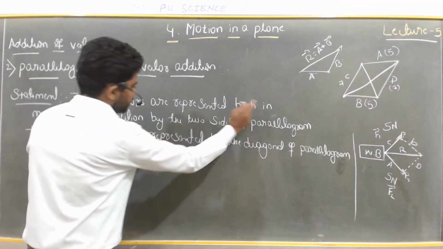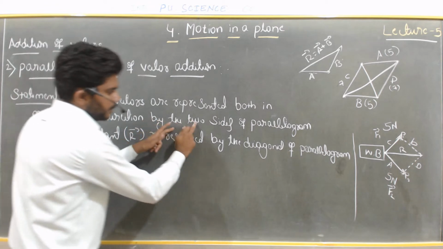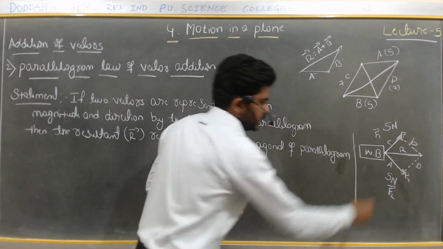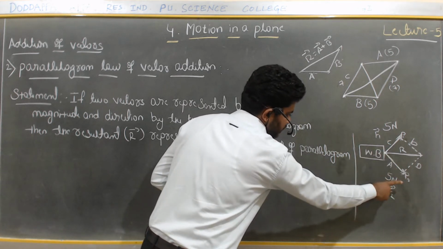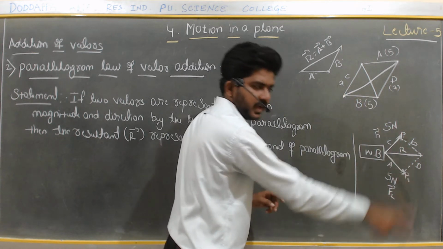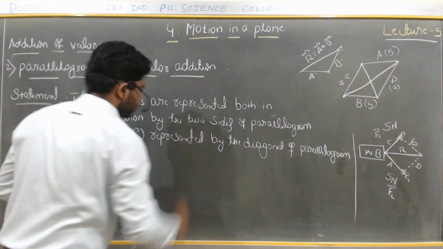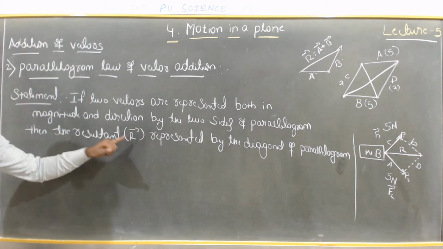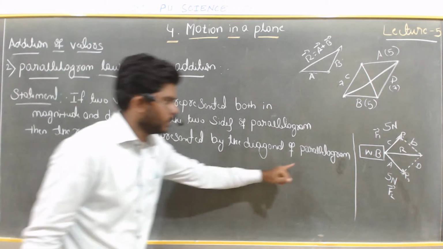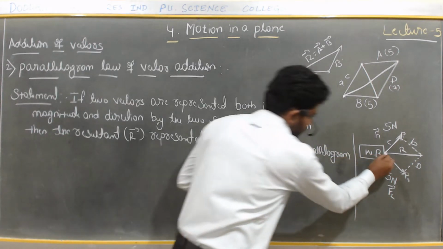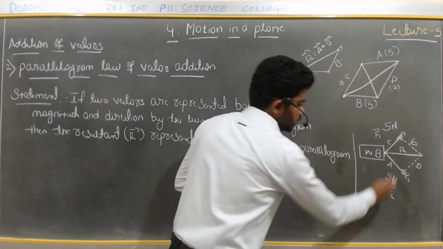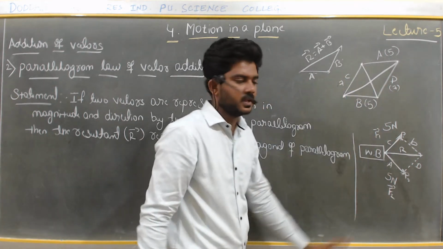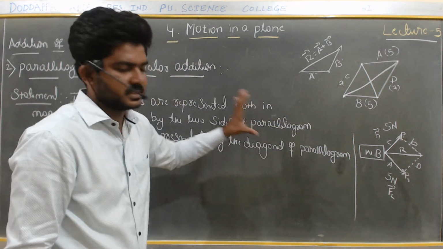If two vectors are represented both in magnitude and direction by the two sides of the parallelogram, yes, this is one side and this is the other side. In those two sides I have represented force F1 and force F2 in direction as well as magnitude, sides of the parallelogram. Then the resultant R is the resultant vector represented by the diagonal of the parallelogram. So this is the diagonal of the parallelogram. This will give the resultant of these two vectors, F1 and F2. This is the main theme we have to discuss here.